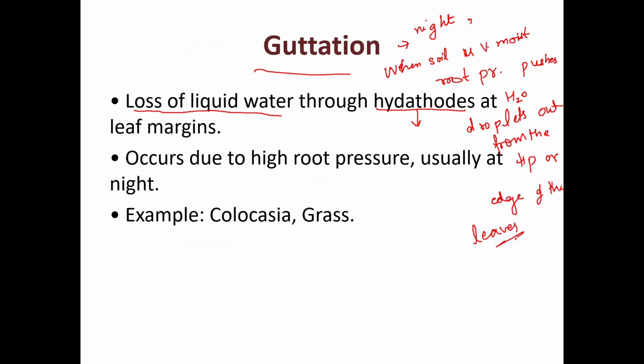Hydathodes are specialized pore structures present at the leaf margin and edge of the leaf. Guttation occurs during high root pressure. Yes, roots apply high pressure. It usually happens at night time. Examples: colocasia and grasses, lower family of plants, do the guttation process. So unlike transpiration, guttation is not due to evaporation. It's due to high root pressure.